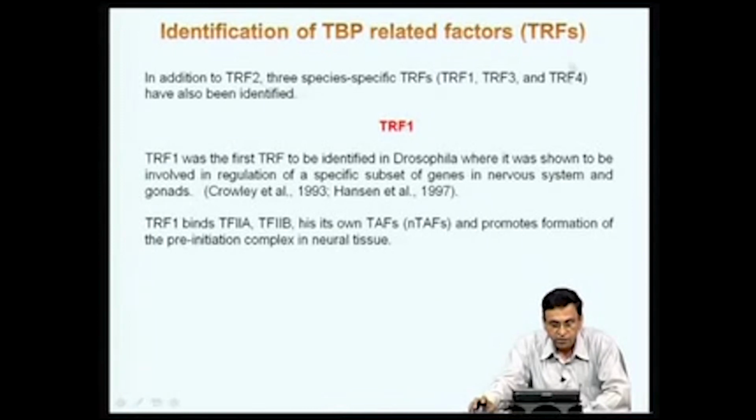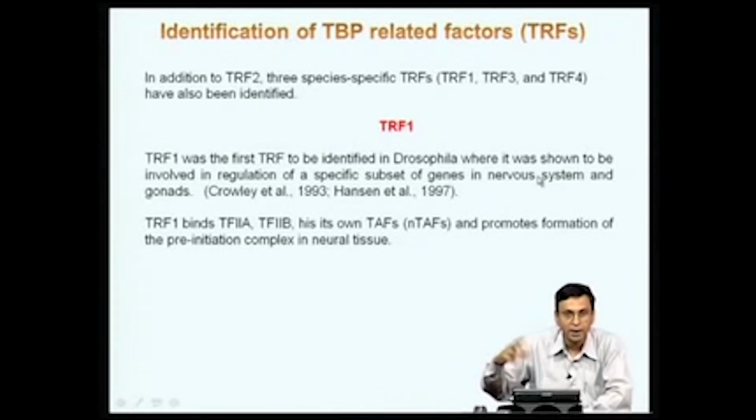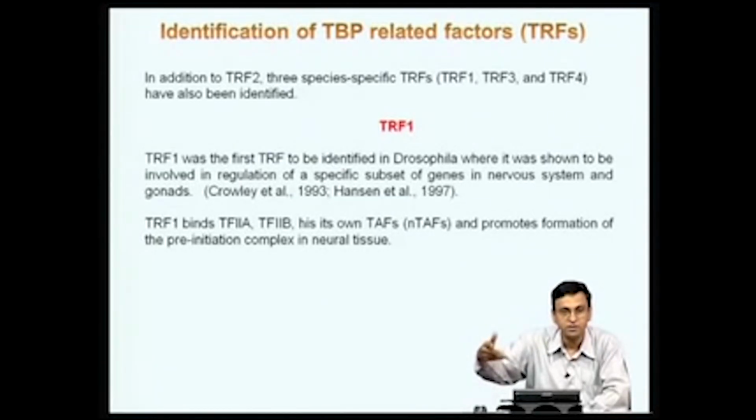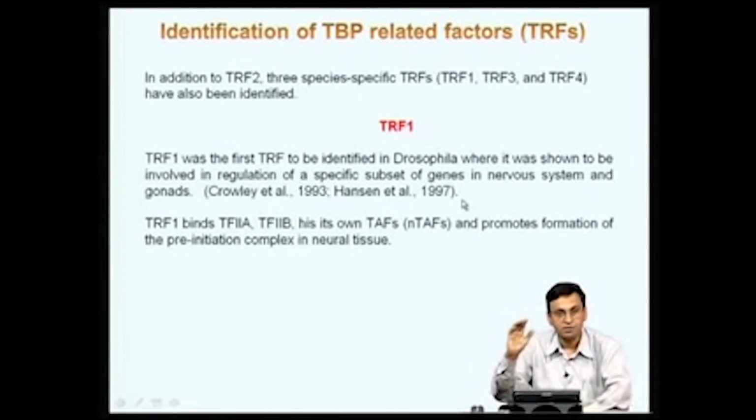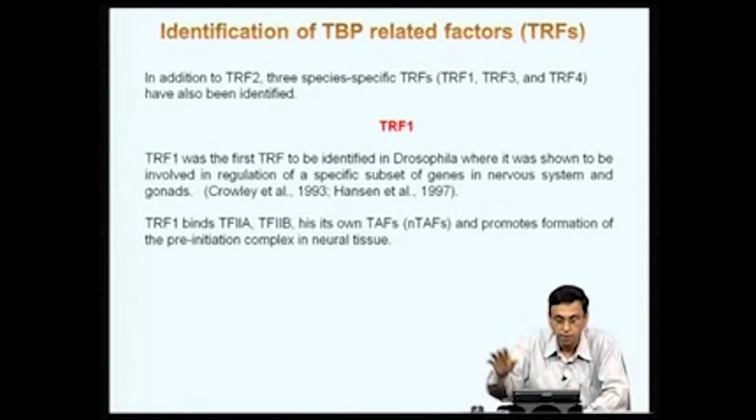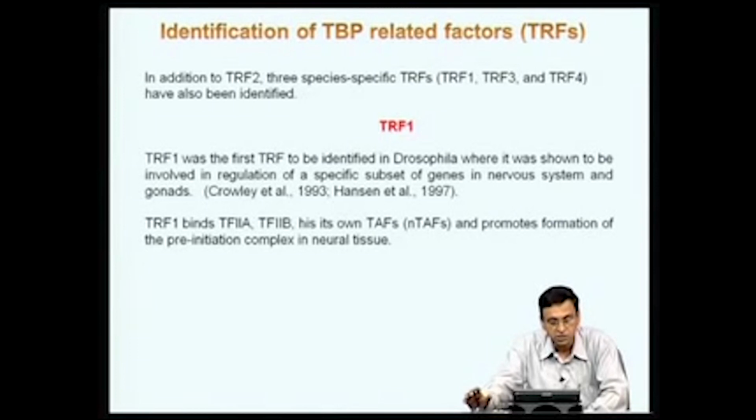So this identification of TBP related factors again added a new paradigm to gene regulation, wherein variants of TBP themselves can activate different genes depending upon what kind of core promoter sequences they recognize. So in addition to this TRF2, 3 species specific TRFs were actually identified. These are called TRF1, TRF3 and TRF4, and TRF1 was actually first identified in Drosophila and was shown to be involved in the regulation of a subset of genes involved in the nervous system. It is expressed only in the nervous system, and is involved in the regulation of specific genes in the nervous system and gonads.